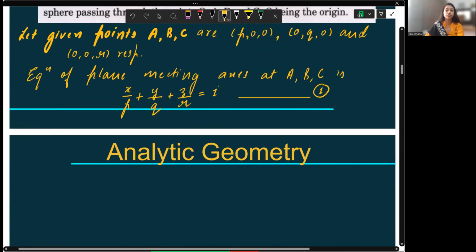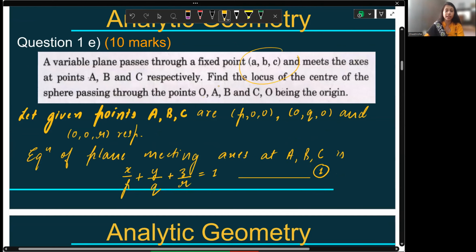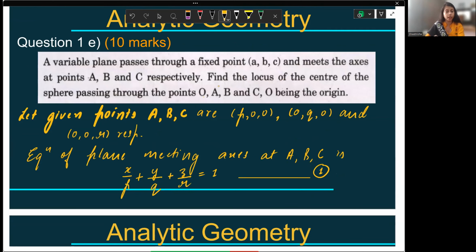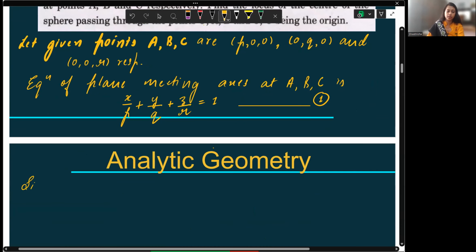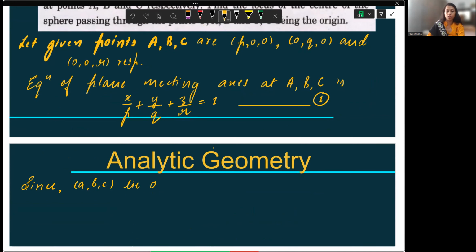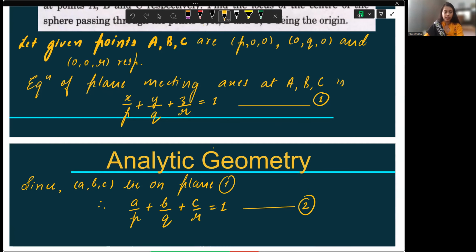After that, about the same plane, they have given that the fixed point ABC passes through that plane. It's on the plane, so that point will satisfy equation number 1. Since ABC lies on plane 1, therefore A by P plus B by Q plus C by R is equal to 1. Okay, that's the second. Let's move ahead.